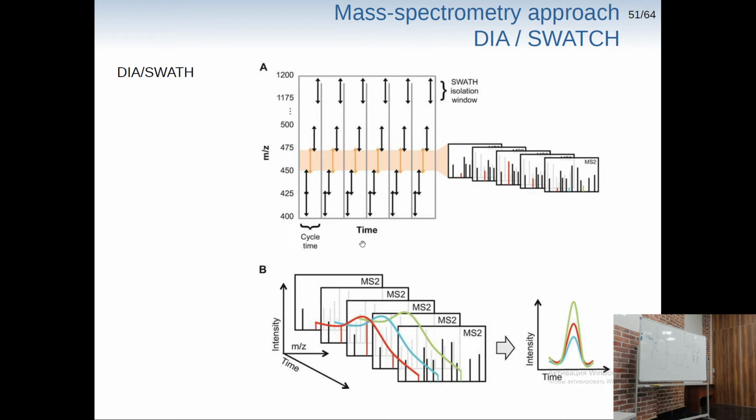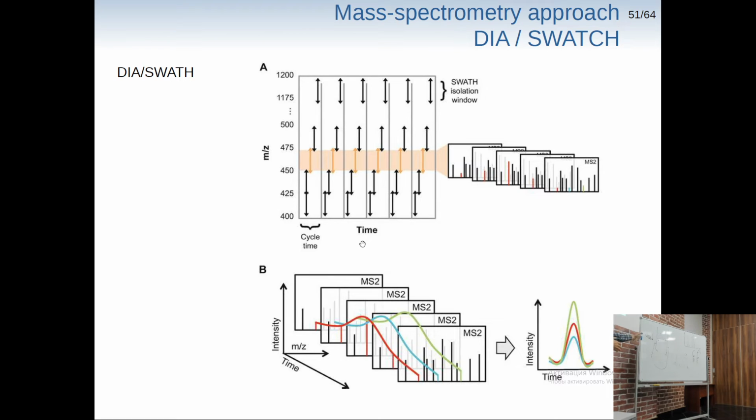Let's see. Here we have time and m/z. Here we have all our MS2 mass spectra. And what we can see is that those three peaks change over time almost similarly, right? If they change similarly, can it be that it is the same compound, a fragment of the same compound?